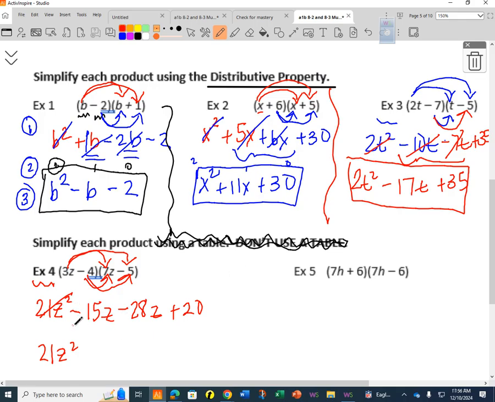So now, like terms can be combined. To combine those, what's that going to be if we combine negative 15z minus 28z? Lee? Negative 43z, yes. Remember, negative 15 minus 28, it's not minus a negative, right? Negative 15z minus 28z is negative 43z, so we've included those, and we don't have anything to combine that with, so that is our final answer.